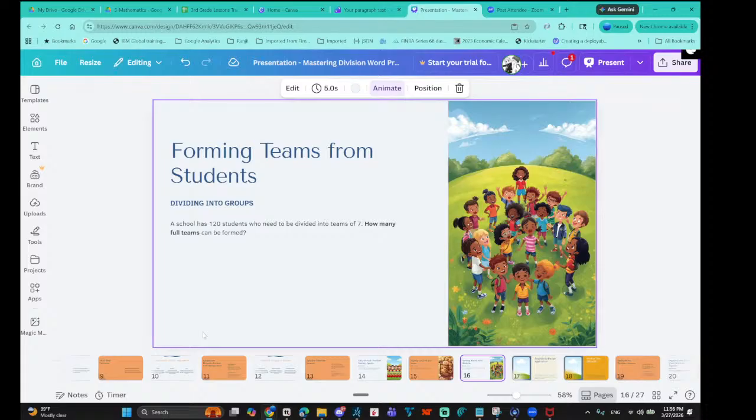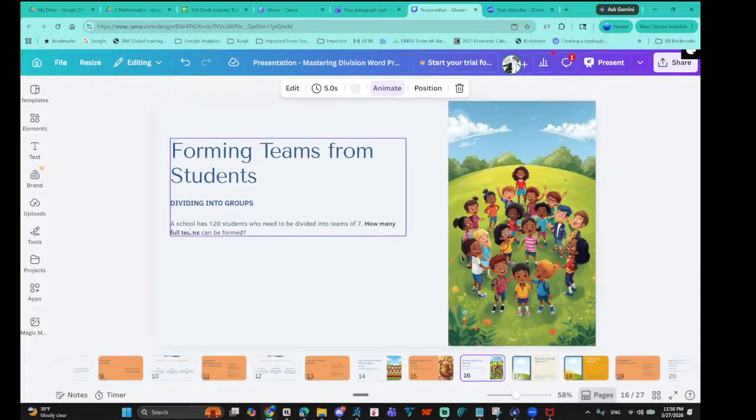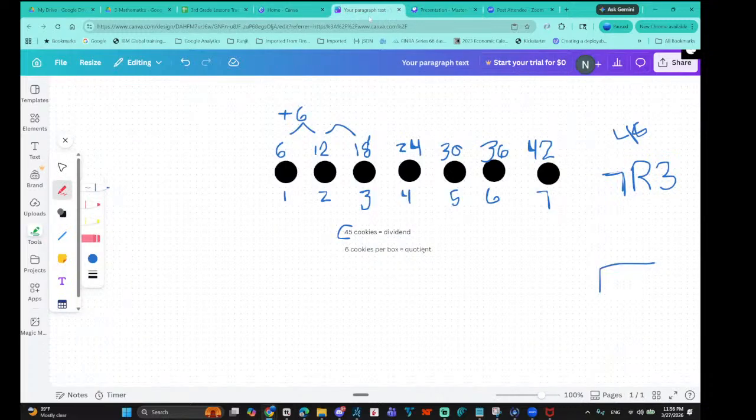And then we have another one, and this one is forming teams from students. A school has 120 students who need to be divided into teams of 7. How many full teams can be formed? Okay, so we will do the same thing as we did before.